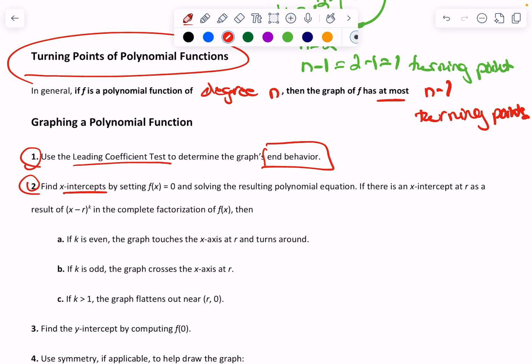equation. So if there is an x-intercept at r as a result of x minus r to the power of k in the complete factorization of f of x, then if k is even, the graph touches the x-axis and turns around. If k is odd, the graph crosses the x-axis at r. If k is greater than 1, the graph flattens out near r.